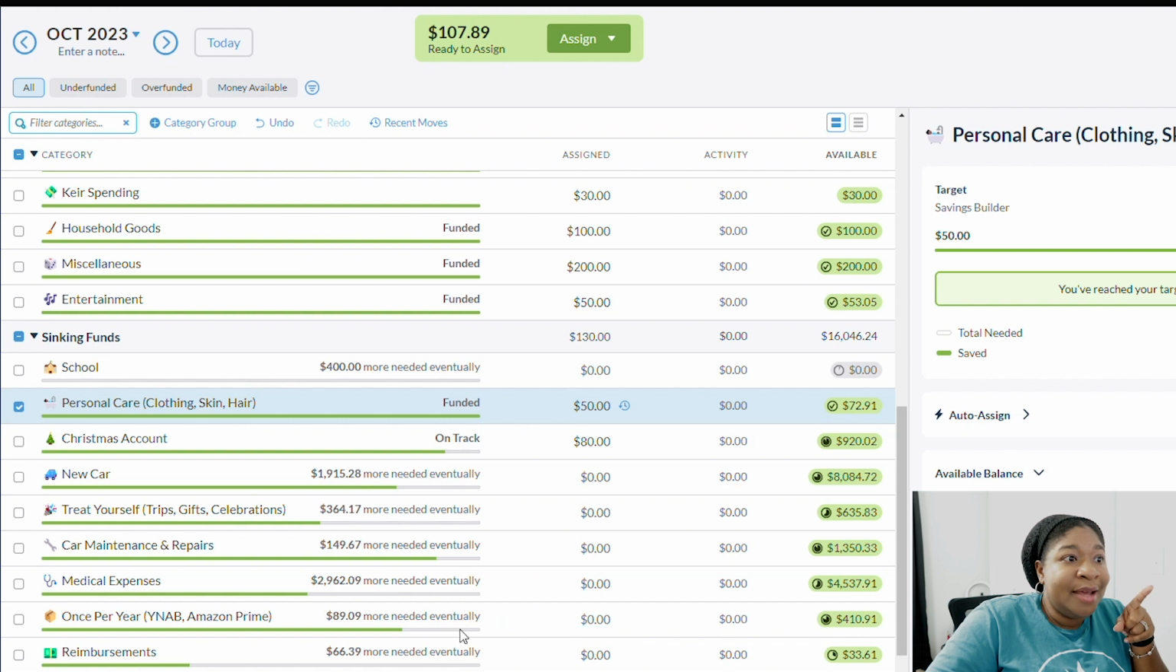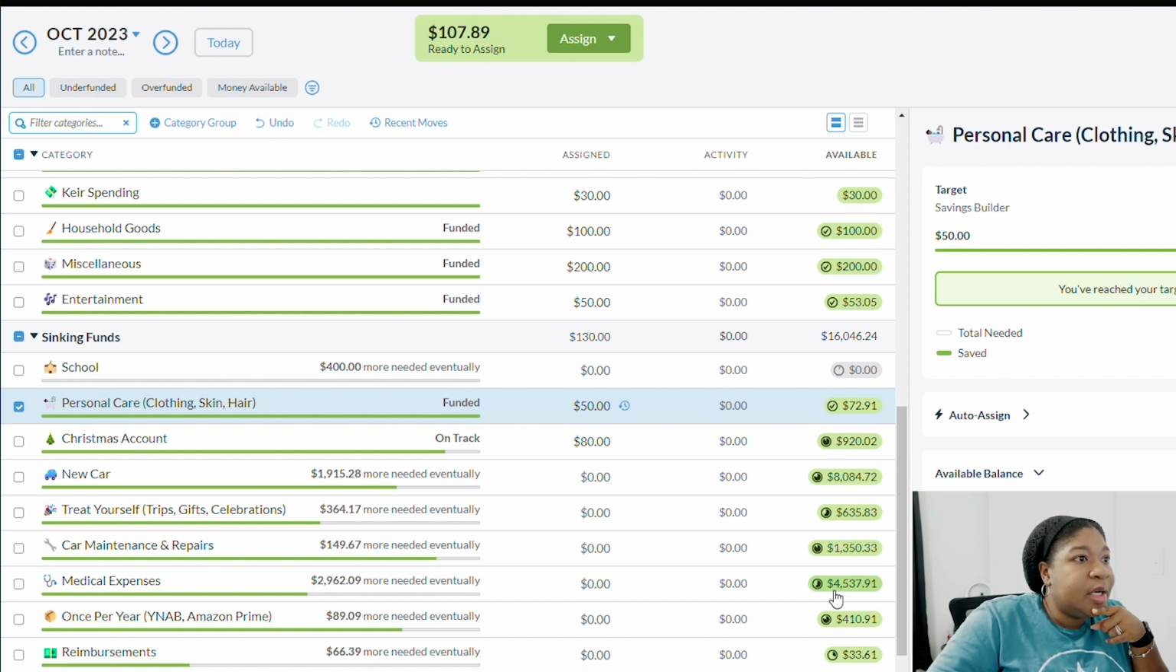Okay, so the YNAB payment did come out last month, so we do need to replenish this money so it'll go back up to 500. But that's not a priority right now. We had a few medical things come out, so that's not fully funded, or that's not where it was last month, but that's not a priority.